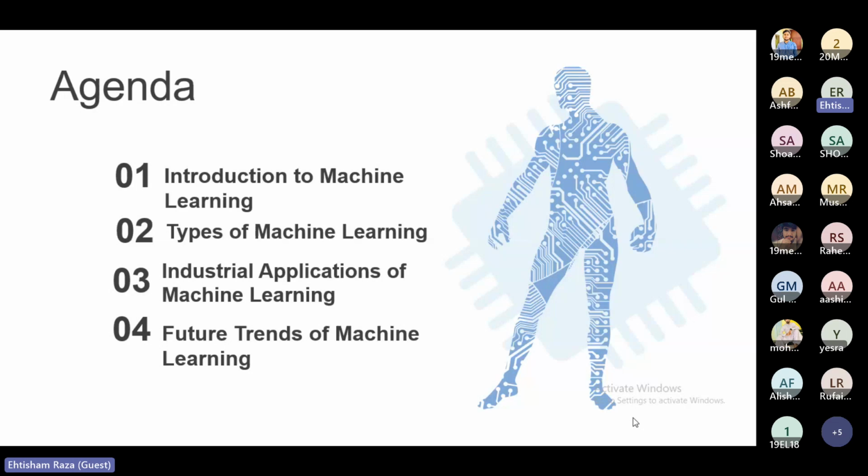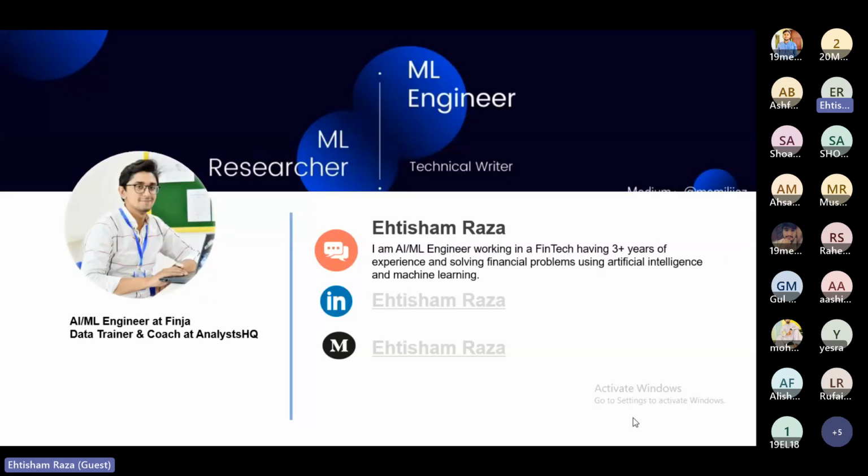Before going ahead, let me start my introduction. I am Ehtisham Raza, an AI ML engineer working in a fintech with over three years of experience, where I use machine learning and AI algorithms to solve problems that arise at a financial institute. When you are a financial institute, you have to be 100%, 110% secure. No other field can help you secure your financial institute the way ML can. Fintech is a very exciting field, which combines technology and financial services together.